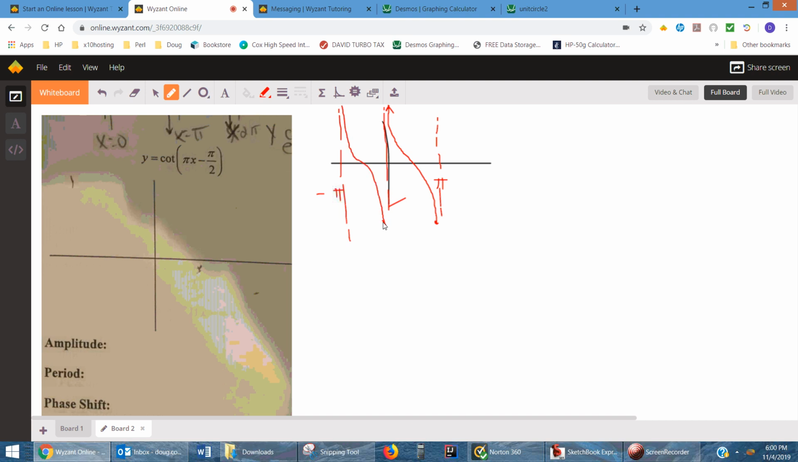And what you want to focus on when you're drawing a cotangent graph is where the vertical asymptotes are. And for this particular problem, in order to see that, we first have to factor out that pi. So we have pi times, that's like the b, (x minus a half). And I wanted to draw this as a parentheses, a bracket.